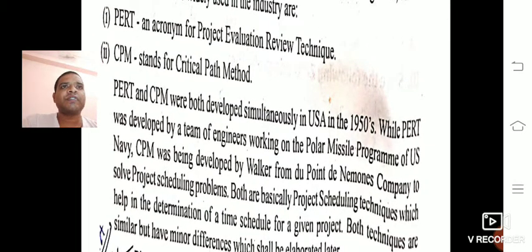PERT stands for Project Evaluation Review Technique, and CPM stands for Critical Path Method. Both tools we can call operational research techniques, or basically project scheduling techniques, which can help in the determination of the time schedule for a given project. From these two techniques we can determine the time schedule or the final duration of the completion of the project.